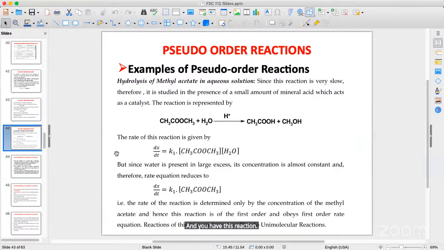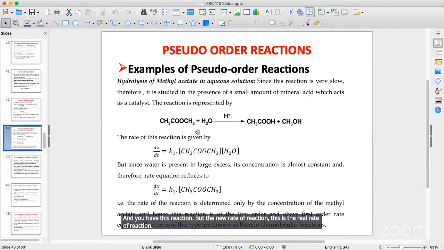But the real rate of reaction, because you want to write a rate equation for this. The reaction is first order with respect to ester, also first order with respect to water. But in this kind of reaction, remember, you're talking about an aqueous solution of this ester, methyl acetate. If you're talking about aqueous solution, that means you're going to have water in it. That means you can't even talk about the concentration of water in this case, because you already have water in excess.